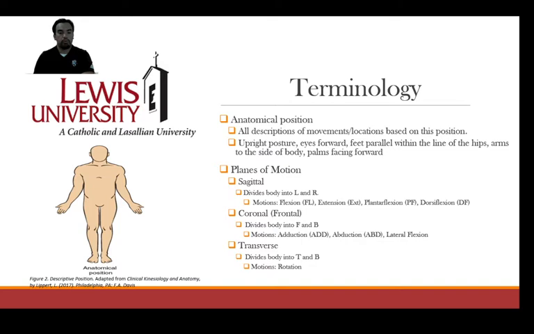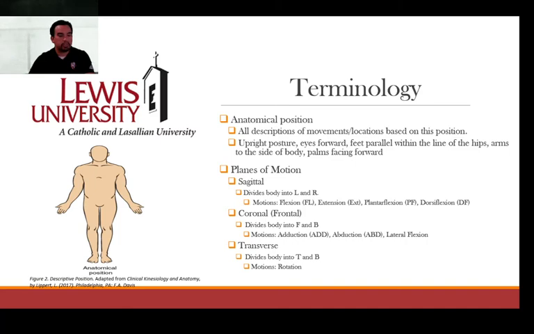When we do move, now we have what they call planes of motion, okay? Those are the sagittal plane, the coronal plane, or the frontal, and the transverse plane. So the sagittal plane divides the body into left and right. So what it does is it looks like this. It divides the body into left and right. It does the motions of flexion, extension, plantar flexion, and dorsiflexion.